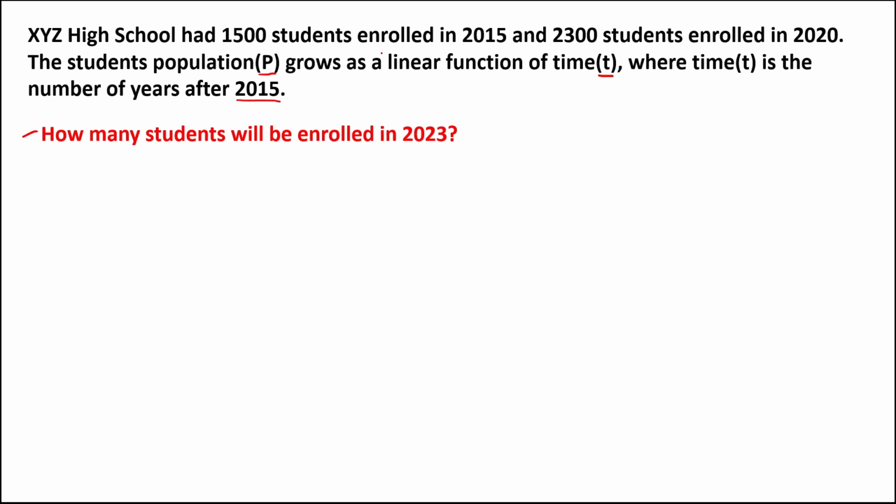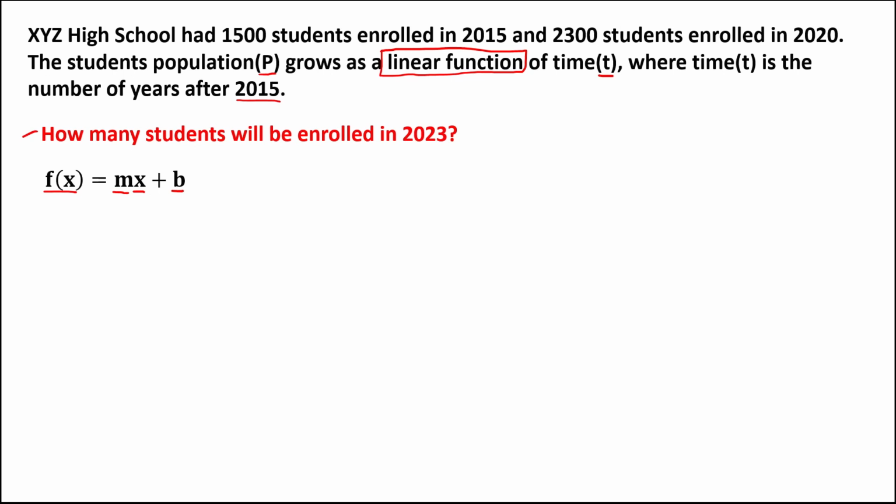Since this problem is a linear function, we're going to use the slope-intercept form. So we have f of x, and this is the dependent variable. m is the slope, x is the independent variable, and b is the y-intercept.